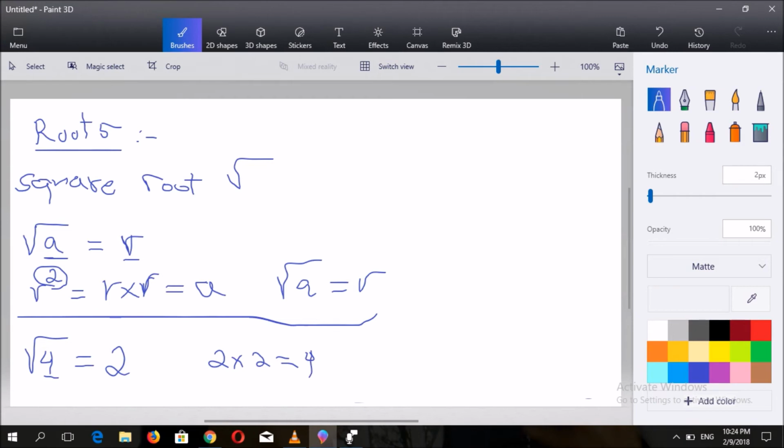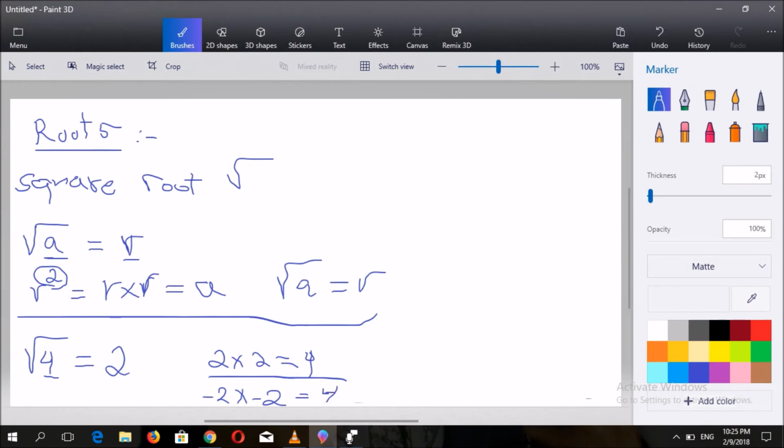Let's give another example of how we can calculate the square root of a specific number. Let's say that we have, for example, the square root of 4. What is the value that, if I raise it to the power of 2, will give us the value of 4? Of course, the answer to this question is 2.